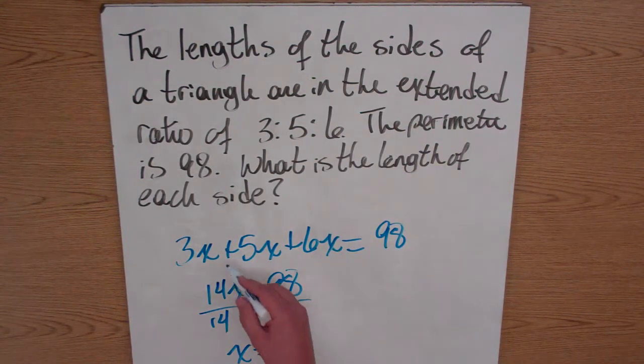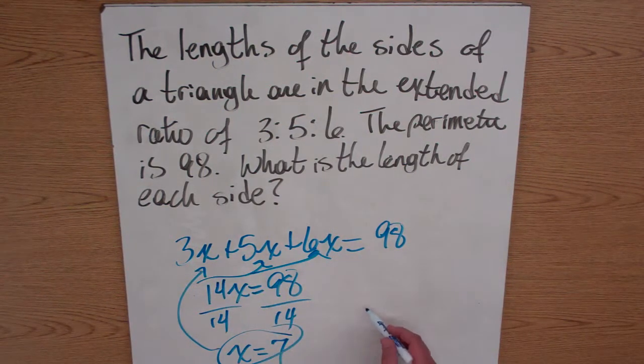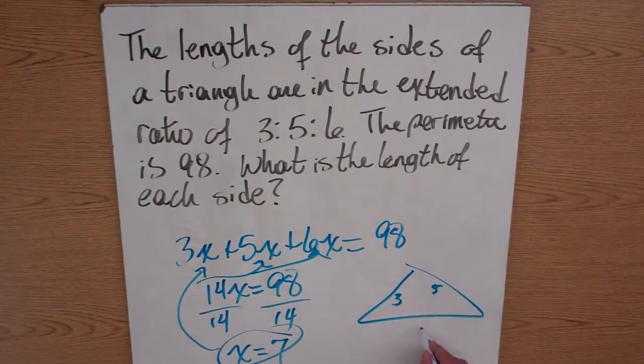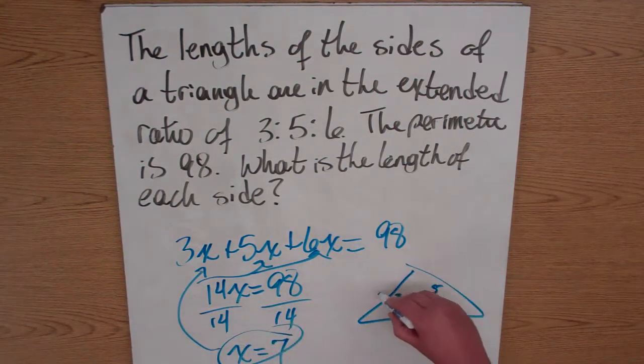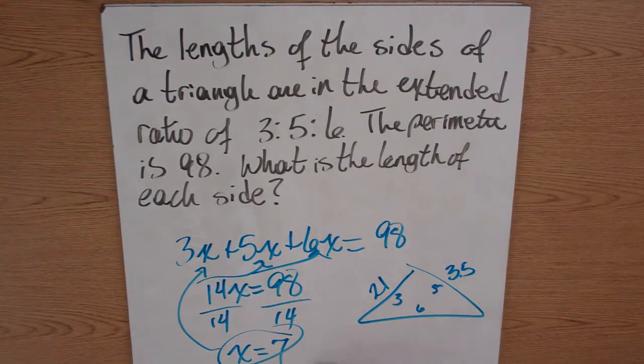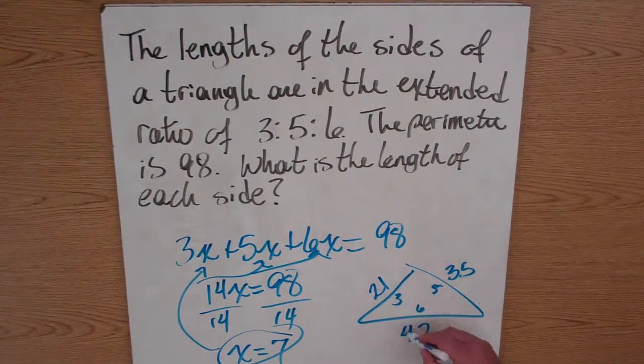Now, what's the length of each side? Well, just take this and plug it into each one of these x's. So one of the sides, if we were to draw our triangle, and this was our 3, this was our 5, and this was our 6 in the ratio 3 to 5 to 6. 7 times 3 is 21. 5 times 7 is 35. And 7 times 6 is 42. And if you add all three of them up, they should come out to 98. So you have 63 and 35. Boom, 3 and 5 is 8. 6 and 3 is 9, 98.